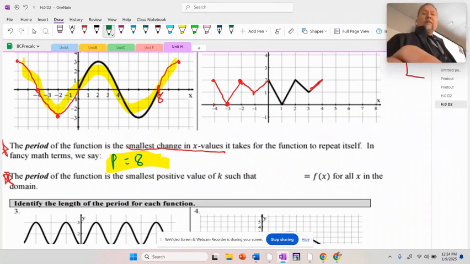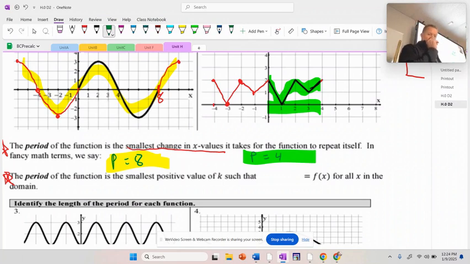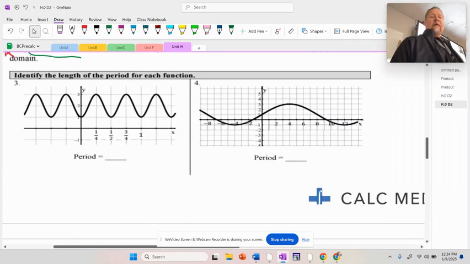Okay, they didn't mark that. For this graph, the period is 4. Not sure what they're looking for in those fancy math terms. And then I don't know what this is. This is going to lead into domain issues, though. And we talk about domain and all that other stuff. You'll see the terminology that we need to use, and I'm going to wait for that.